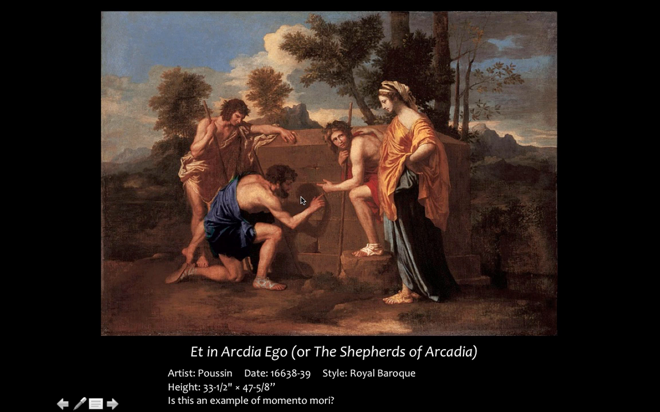This is an example of memento mori, which is a Latin term that means remember death. So this is a painting that would remind the viewer that the person who resides in this tomb, as his tombstone suggests, once was among the living, once was also living in Arcadia. And it's a reminder to the living that they will one day be dead, be part of the dead, and have their own tomb.